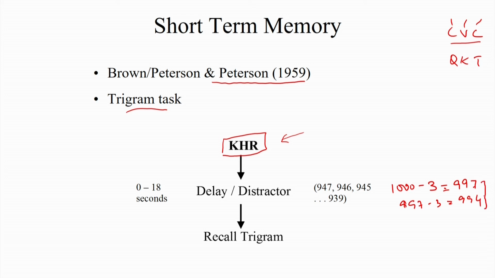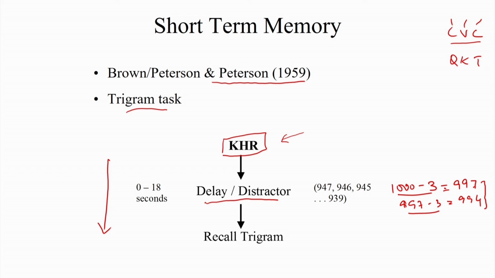So, a task was introduced. The working of the task is that this kind of a trigram was introduced. People were made to commit it to memory, to subvocally remember it, and later on a delay distractor task like this was given. It is called the n back counting task. Here you have to count back in digits of 3, and keep on counting.